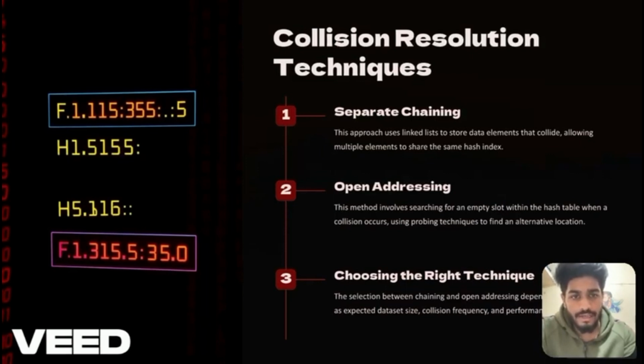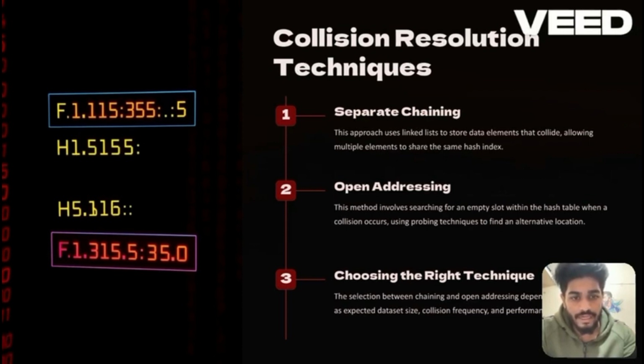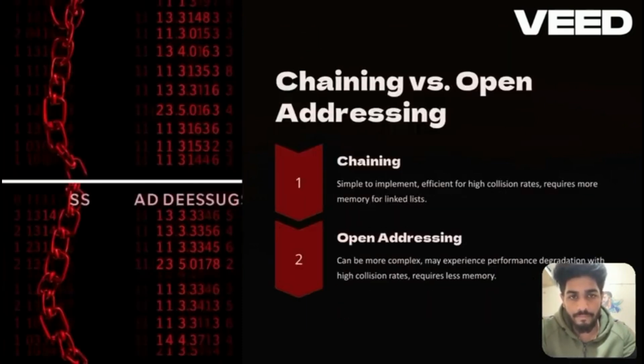This approach uses linked lists to store data elements that collide, allowing multiple elements to share the same hash index. Open addressing: this method involves searching for an empty slot within the hash table when a collision occurs, using probing techniques to find alternative locations. Choosing the right technique: the selection between chaining and open addressing depends on the expected dataset size, collision frequency, and performance efficiency.